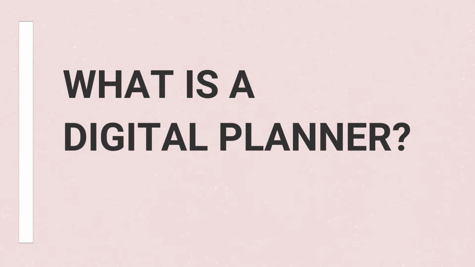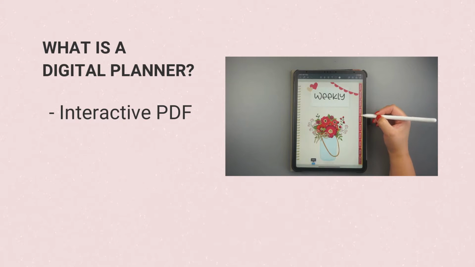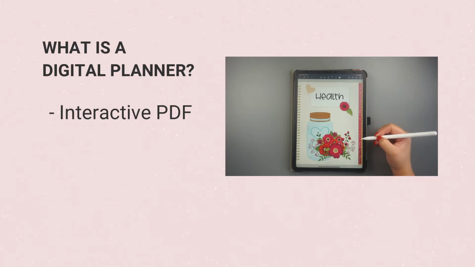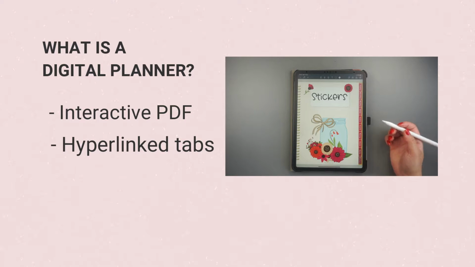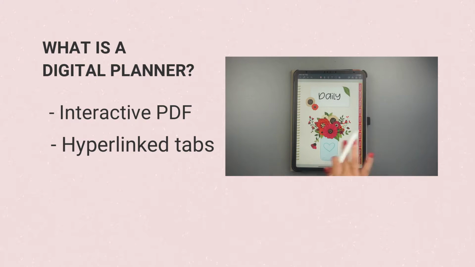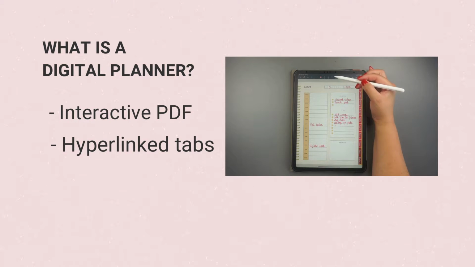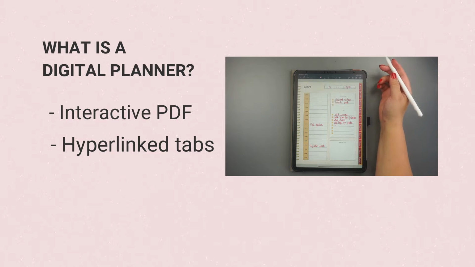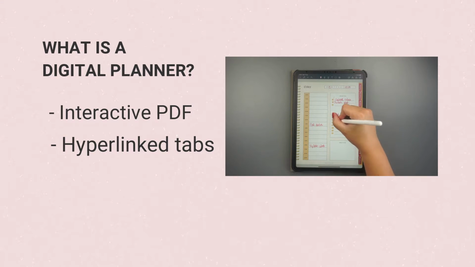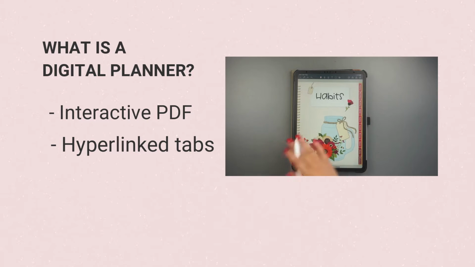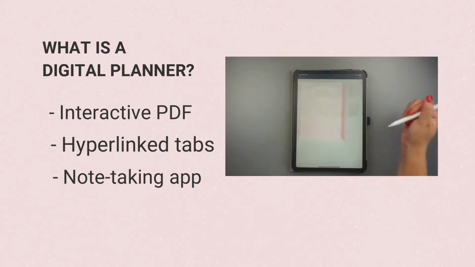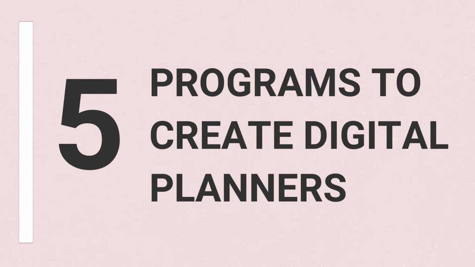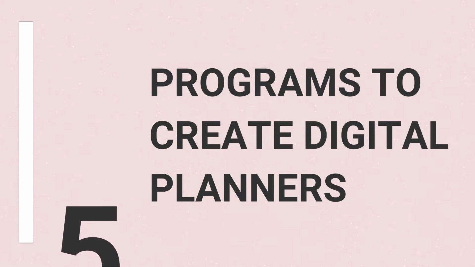A digital planner is an interactive PDF file, and it's designed for you to use in the same ways as a traditional planner. The hyperlink tabs ensure that you can go through the pages of the planner easily without having to scroll through the entire document. And you write on your digital planner by using a note-taking app on your phone, iPad, or tablet. Now that we've covered the basics, let me show you the 5 programs I've used to create digital planners.